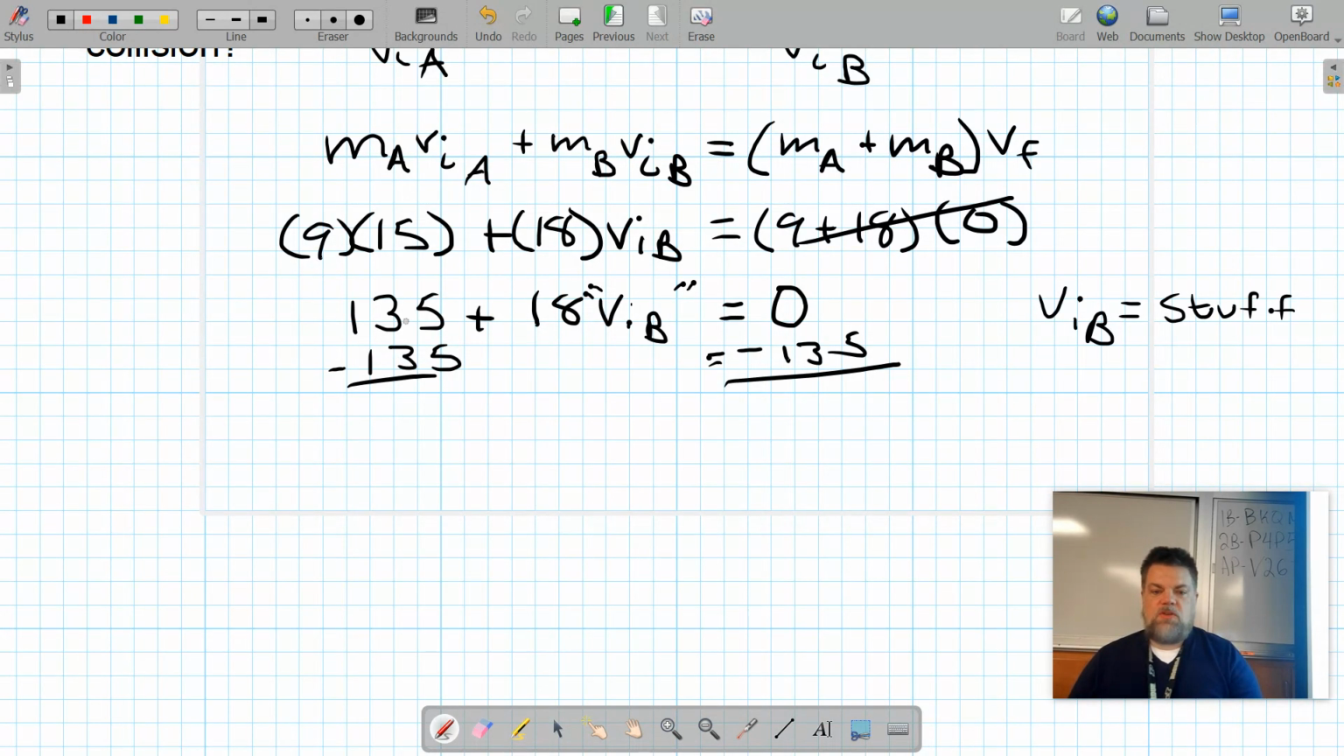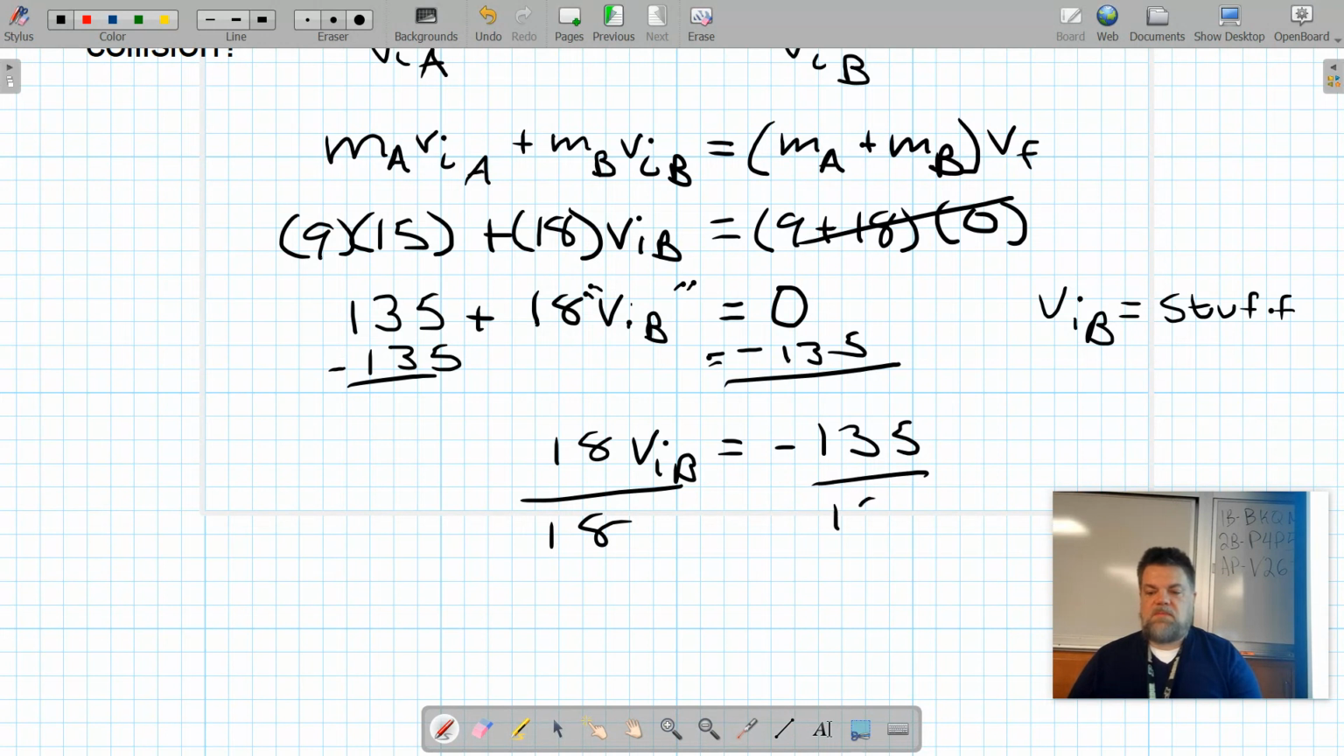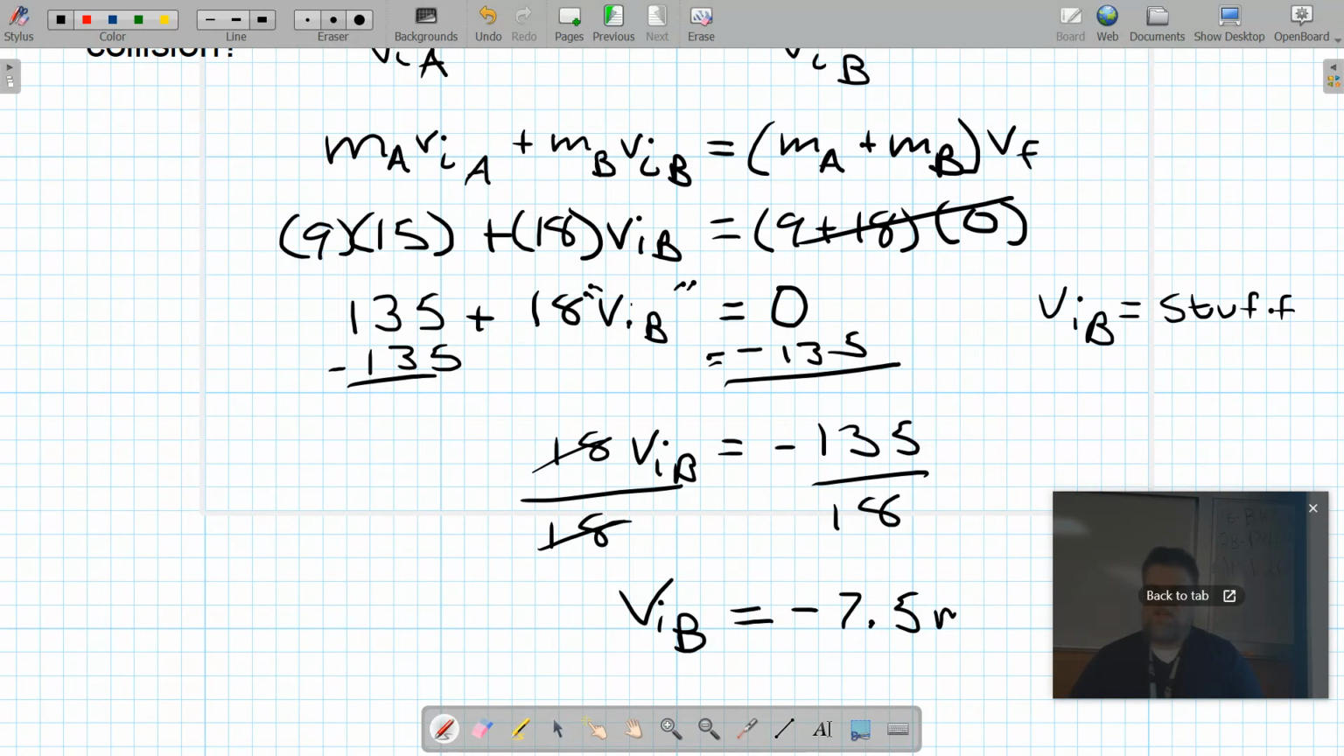Okay. So using algebra, I subtract 135 from both sides. That gives me 18 V initial B is equal to negative 135. Divide both sides by 18. The 18s will cancel, and I get V initial B is equal to, is that about, is it 7.5? What is that? Yeah, I forgot about the negative, but yeah, negative 7.5 roughly meters per second.